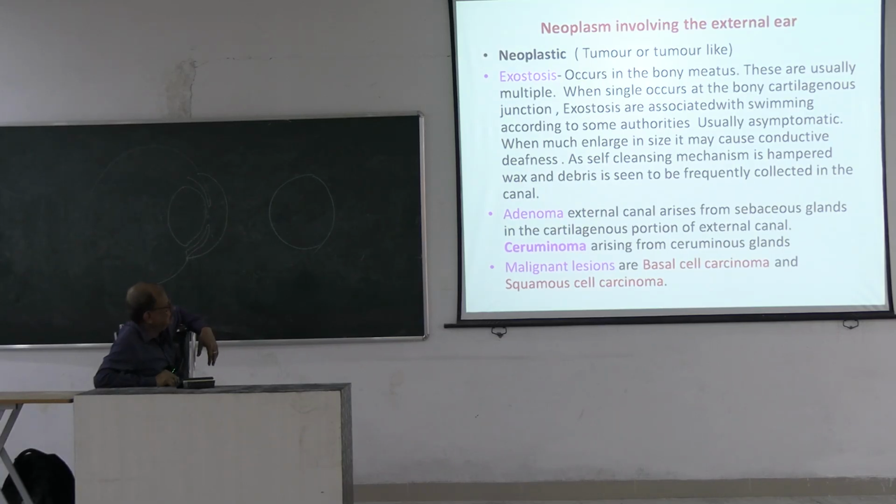Adenoma is a tumor of the external canal arising from the sebaceous gland. So it always occurs in the cartilaginous portion. Ceruminoma arises from the ceruminous gland, from the same cartilaginous portion. Malignant lesions are of two types: basal cell carcinoma and squamous cell carcinoma.